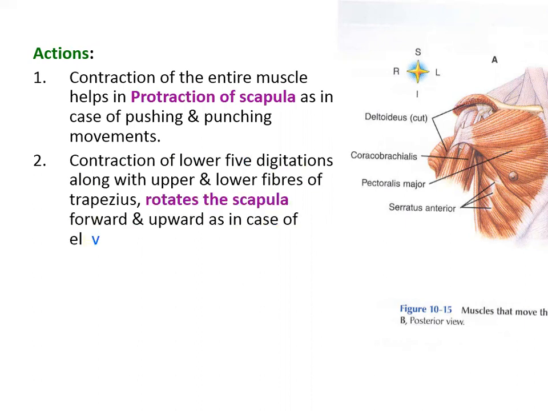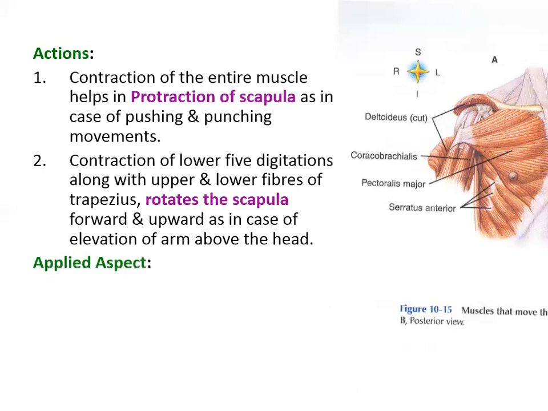Contraction of the lower five digitations, along with the upper and lower fibers of the trapezius, rotate the scapula forwards and upwards, as in the case of elevation of the arm above the head. So when you are elevating it, the serratus anterior along with the trapezius muscle helps in the rotation of the scapula so that you can lift your arms above the head.